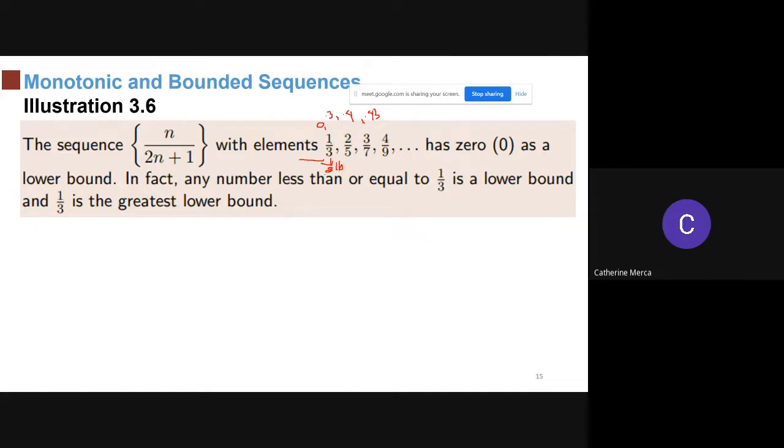In fact, any number less than or equal to 1/3 is actually a lower bound. But the GLB, the greatest lower bound, is 1/3. Nasundan? The infimum of the sequence is 1/3, or 1/3 is the greatest lower bound. But 0 is also a lower bound. Kaya lang, ang greatest lower bound is 1/3. Nakuha?